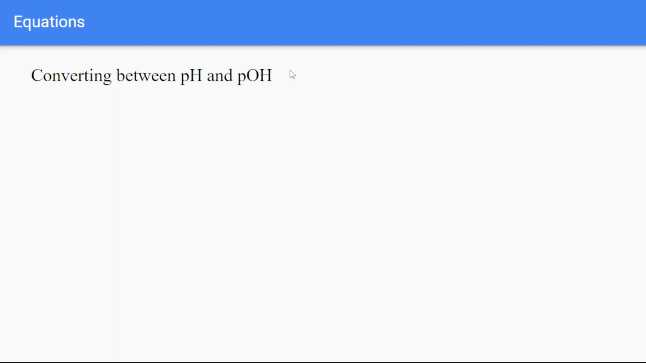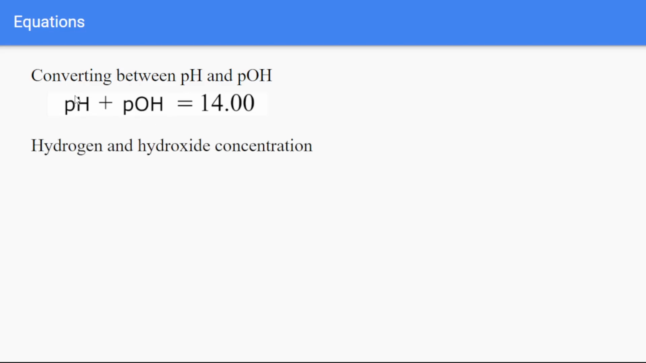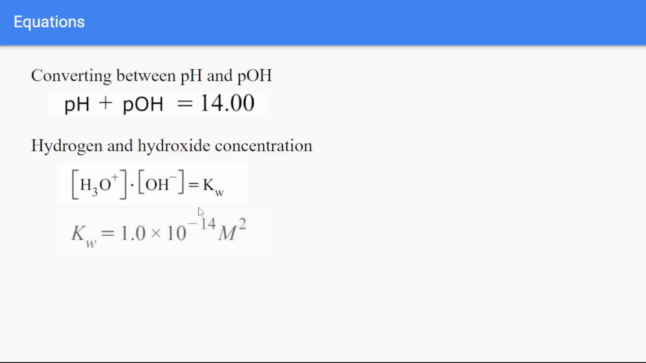So converting between pH and pOH, as simple as it gets, pH plus pOH is 14. It's that simple. If you know the value of one of these, you can solve for the value of the other. Now, if you want to solve for hydrogen ion concentration or hydroxide ion concentration, it's a different equation. In this equation, we have the hydrogen, or you could say the hydronium ion concentration, times the hydroxide ion concentration is equal to the K value for water. Now, the K value for water is always 1 times 10 to the negative 14.